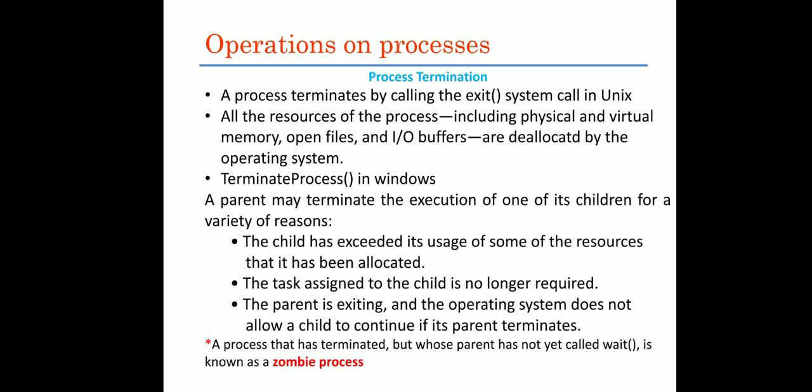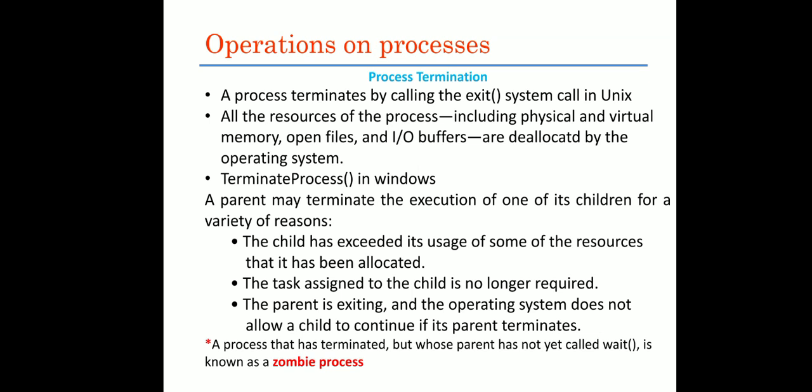A parent may terminate the execution of one of its children for a variety of reasons. There are some cases where the parent process can terminate its child processes. The first reason is the child has exceeded its usage of some of the resources that have been allocated. Suppose the child is using more space than allocated by the parent process, then the parent process can forcibly terminate the child process. The second reason is the task assigned to the child is no longer required.